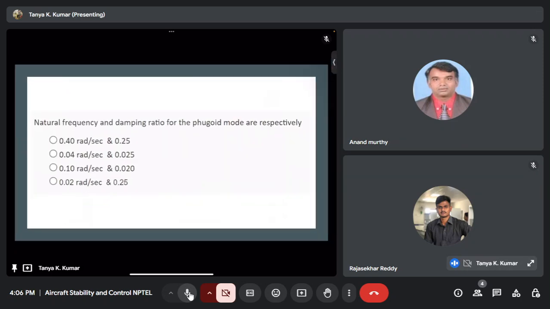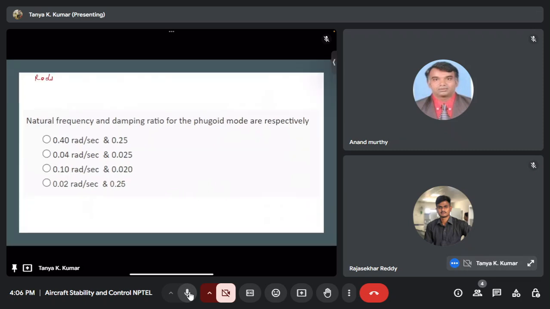Natural frequency and damping ratio of the phugoid mode are respectively. So I'll just write down the roots. Plus or minus 0.1i. So these are the roots. Now we need to find out the natural frequency and damping ratio. So please try to do it and then we'll solve it together.